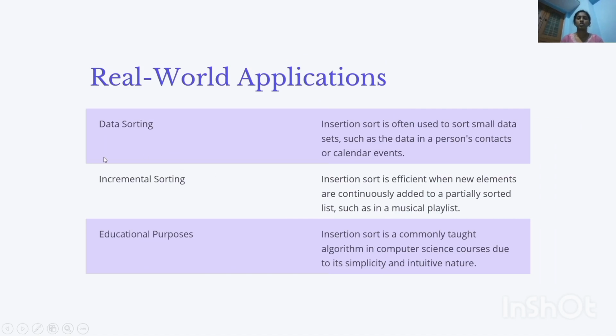Next, what are the applications of insertion sort? The real world applications are data sorting, incremental sorting, and educational purposes. In data sorting, insertion sort is often used to sort small data sets, such as data in a personal context or calendar events. In incremental sorting, insertion sort is efficient when new elements are continuously added to a partially sorted list, such as musical playlists.